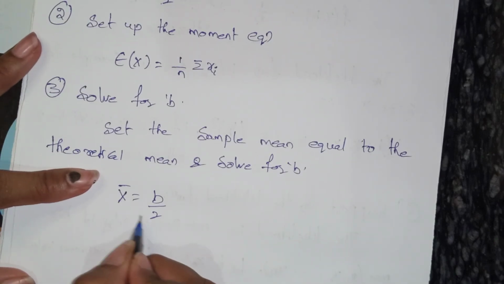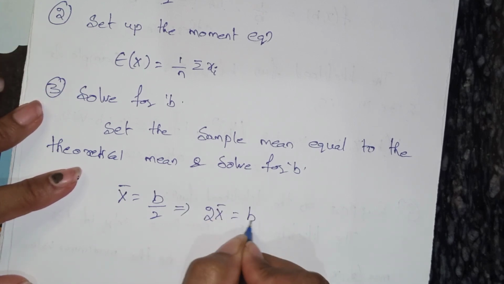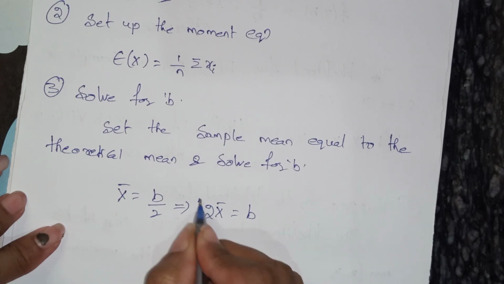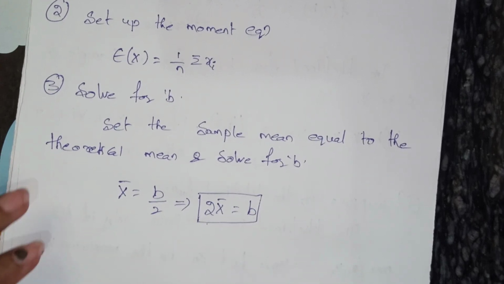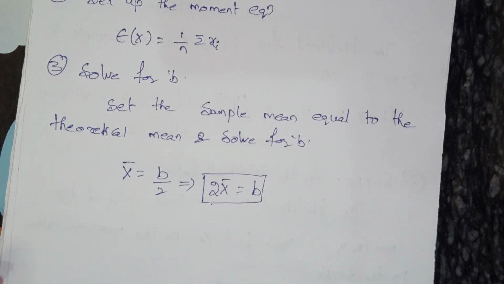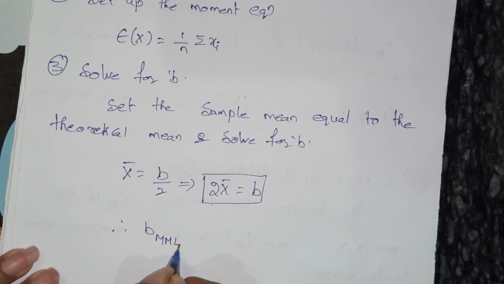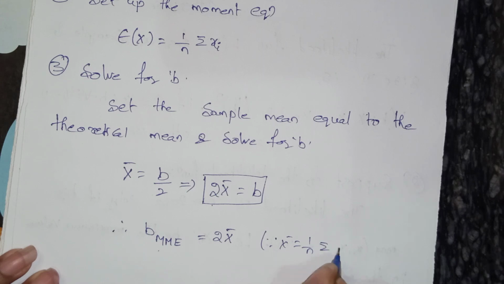Nothing but cross multiplication. If we do cross multiplication, 2 x bar equals B. So that means if we know the mean value, we are able to find out the B value. Okay, so this is the formula. Like this we can estimate B value. So let me explain with one example. Therefore, B MME, that means B value by using method of moments estimate, equals 2 x bar, where x bar equals 1 by n summation xi.